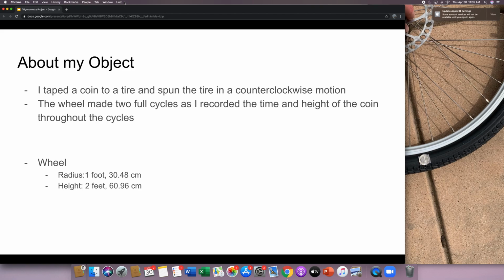I allowed the wheel to make 2 full cycles as I recorded the time and the height of the coin throughout both of those cycles. The wheel had both a width and height of 2 feet, and the radius of the wheel was 1 foot.